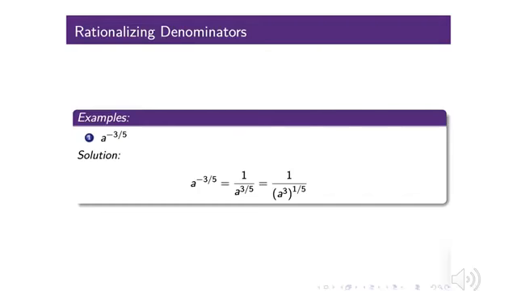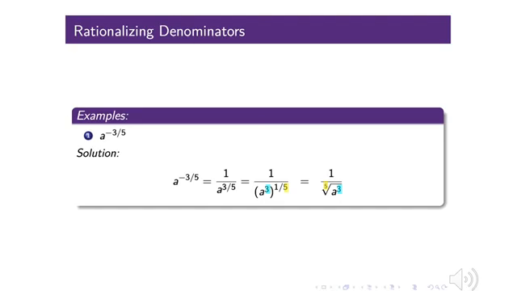For our fourth example, we are going to rationalize the expression a raised to the power of negative 3 over 5. First, using the laws of exponent, we can write a raised to the power of negative 3 over 5 as 1 over a cube quantity raised to the power of 1/5.